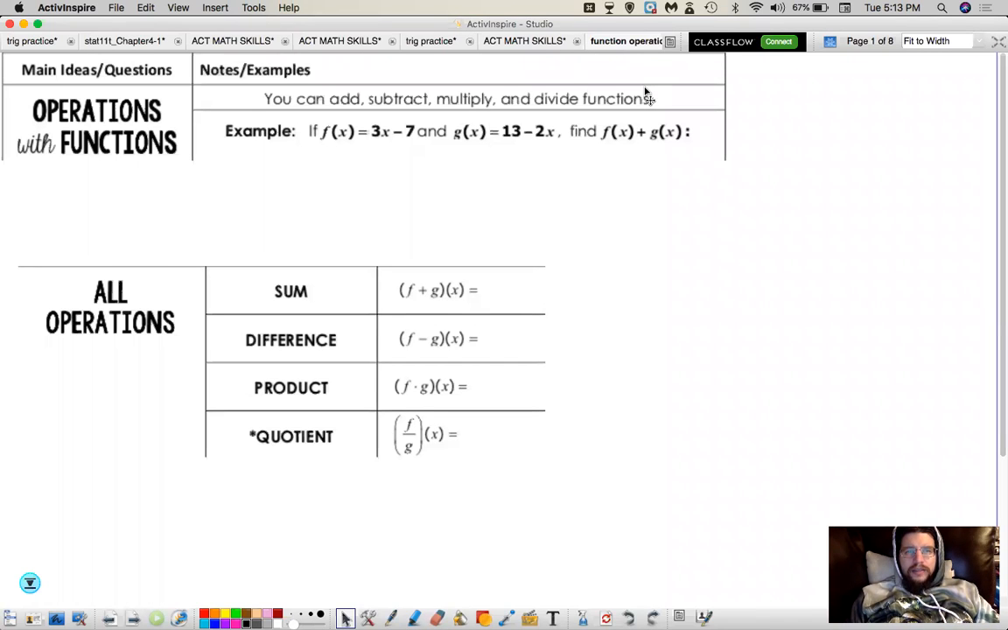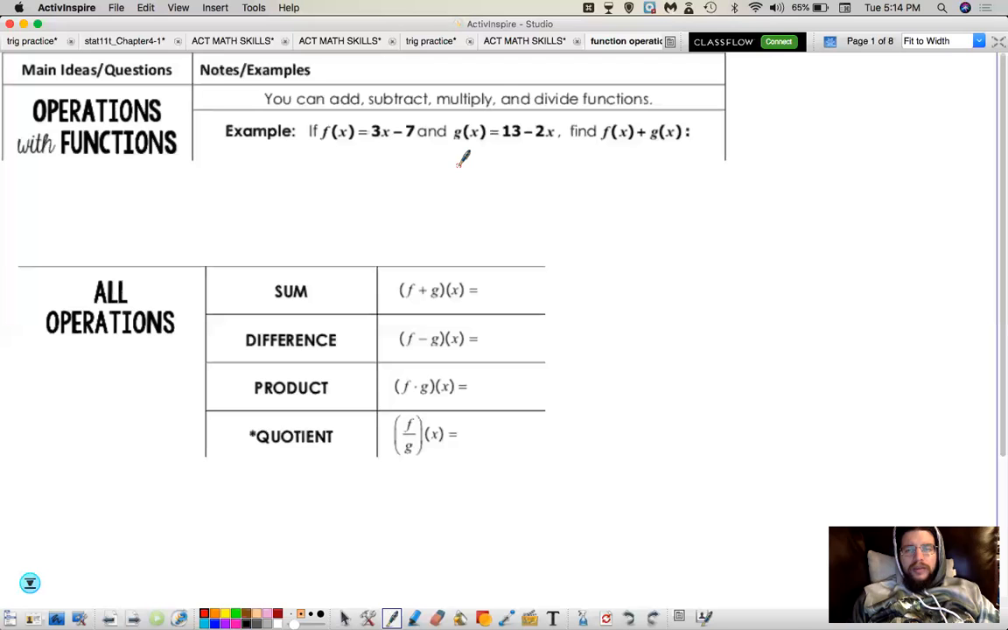Hey guys, today we have a nice easy lesson, operations with functions. Now we're going to be dealing with polynomials in these examples, but this works for any function whatsoever. So we're going to go over the basics: adding, subtracting, multiplying, dividing. Let's just take a look at this example here. We've got f of x is equal to 3x minus 7, and g of x equals 13 minus 2x.